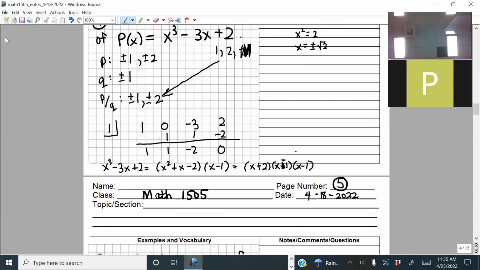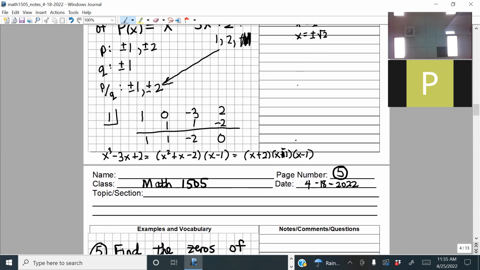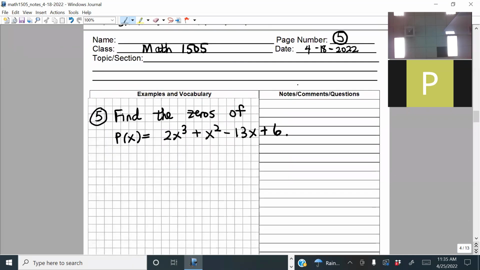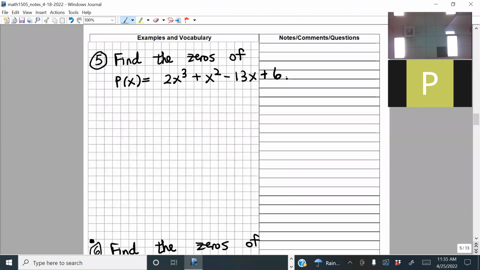Well, that requires a little bit of practice. Now, let me show you what's going to happen in WebAssign that you're not going to like, okay? All right, but you just have to live with it.